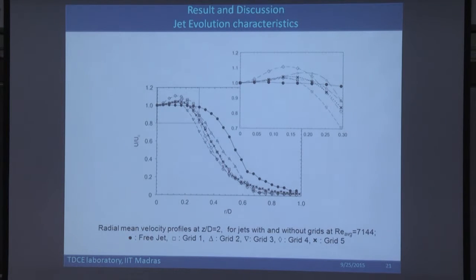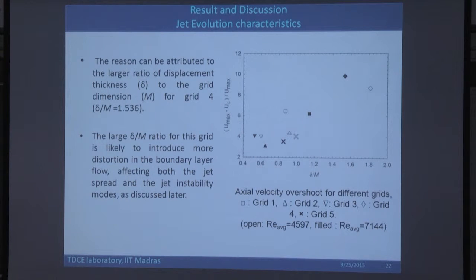That is the reason that when you go for a velocity profile measurement in such a gridded jet, you could see that this is a free jet, but for a gridded jet there is some overshoot in the velocity. This overshoot is also a function of what is called the displacement thickness. So I have related the displacement thickness to the overshoot. It was found that if the incoming jet has a larger displacement thickness, then the overshoot was also maximum.